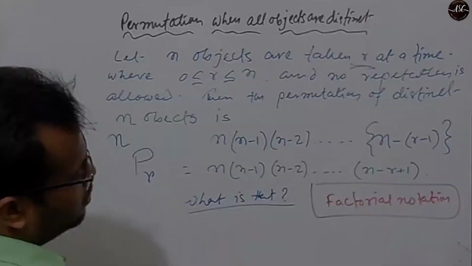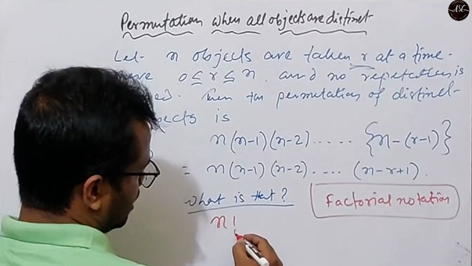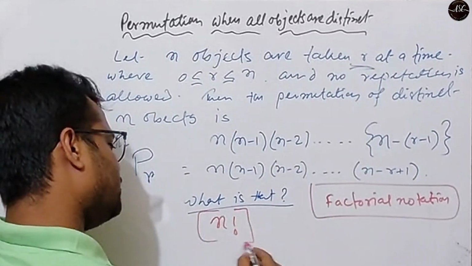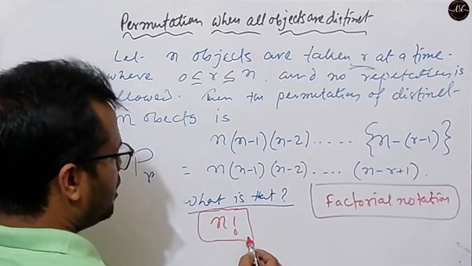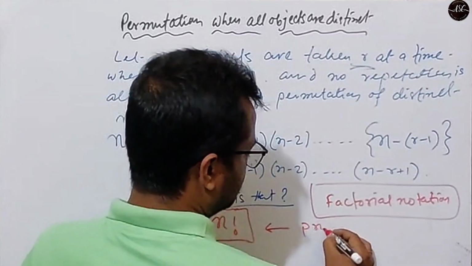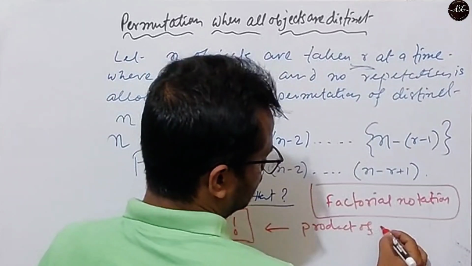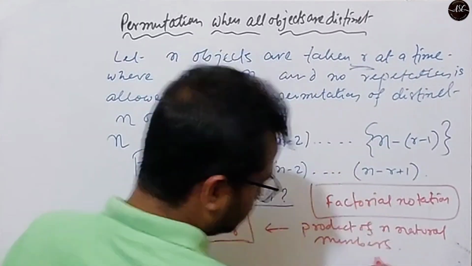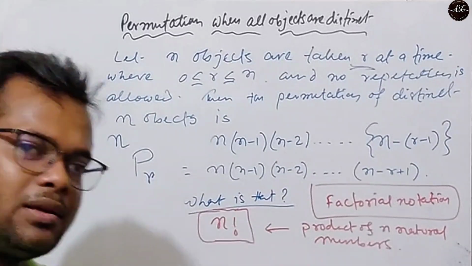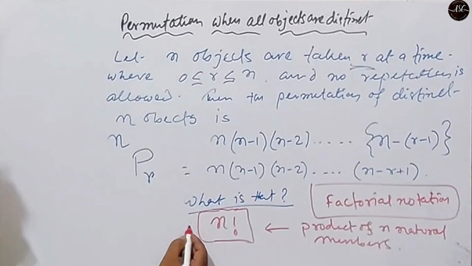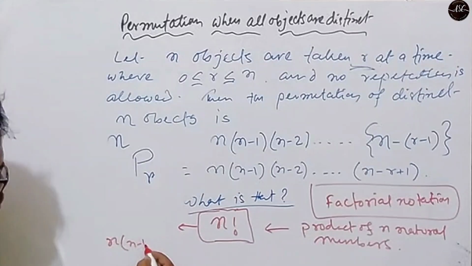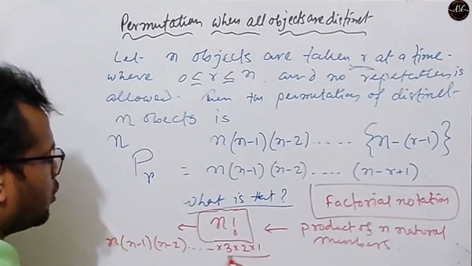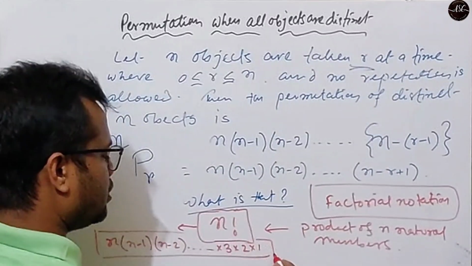So what is factorial notation? In factorial, we express this term as the product of n natural numbers. So n factorial is the product of n natural numbers. n factorial can be expressed as n into n minus 1 into n minus 2, dot dot dot, into 3 into 2 into 1. This should be remembered.